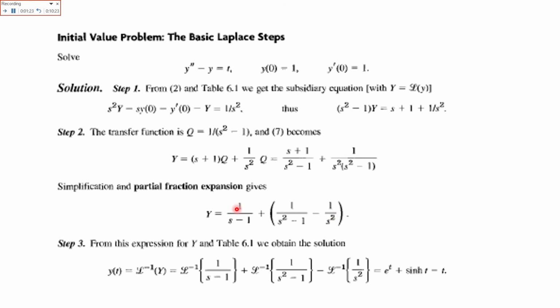Now at this expression, what you will do is take the inverse Laplace of this. Inverse Laplace of 1 over s minus 1 is basically e to the t. Similarly, Laplace inverse of 1 over s square minus 1 is sine hyperbolic t, minus Laplace inverse of 1 over s square, which is equal to t. So we have solved this equation. The only confusing step in this is how you will solve this step. So I will show you how you can use partial fractions to solve this part.